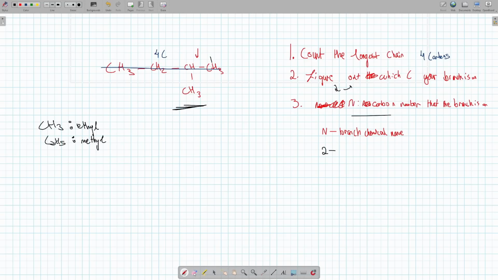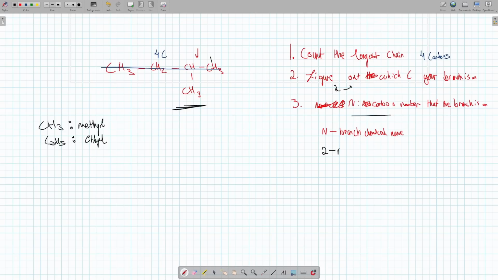Sorry, other way around. Methyl and then ethyl. Because remember, meth is 1, eth is 2, right? Okay. What's our branch name? Methyl in this case, right?